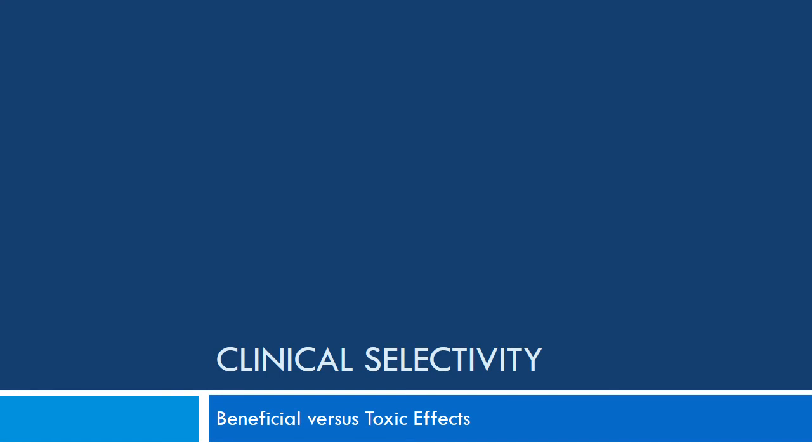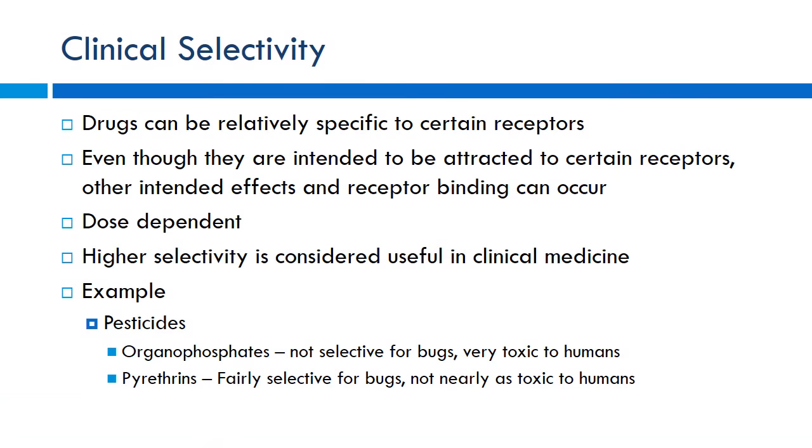Okay, so real quick, we'll go over clinical selectivity. So looking at beneficial versus toxic effects. So again, we'll see that drugs generally are going to be relatively specific to certain receptors. You're going to find that some of them are only going to affect one type of receptor. Sometimes they're going to have some play there, and they can actually affect multiple types of receptors. So even though they are intended to be attracted to certain types, they can affect other types of receptors as well, which may lead to toxicity, may lead to therapeutic effect. It just depends on the drug.